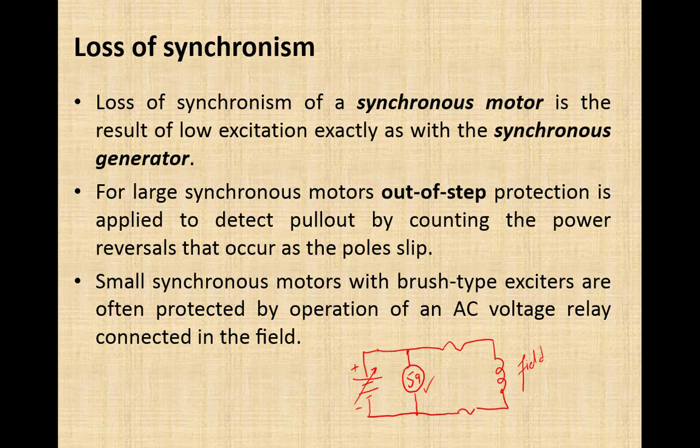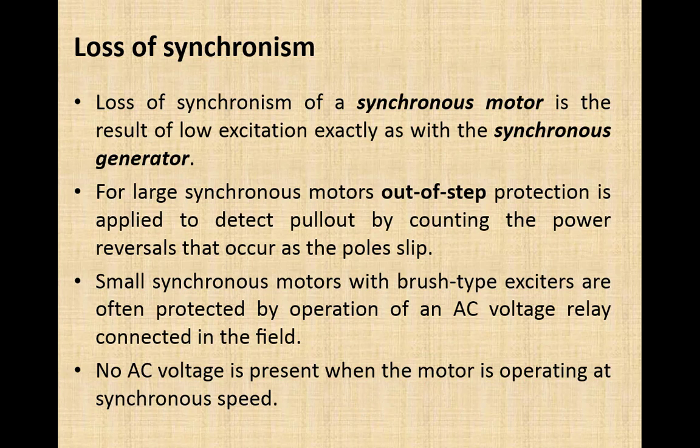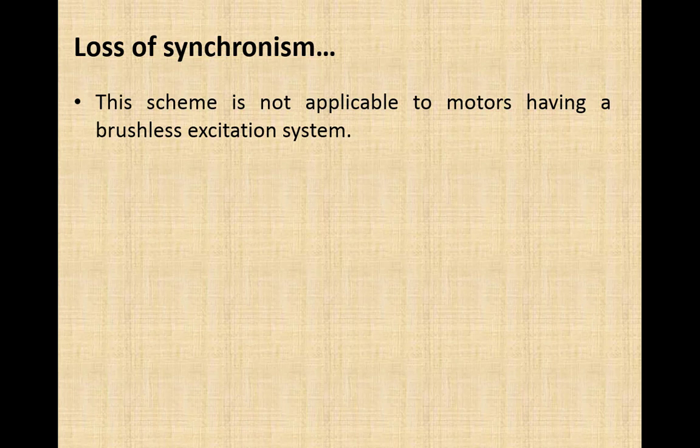So this type of application of our voltage relay to detect loss of synchronism is only possible if we have physical access, the electrical connection with the field winding, that is with the help of carbon brushes and slip rings. If we are using a brushless exciter, then this type of detection is not possible. The alternate is no AC voltage is present when the motor is operating at synchronous speed. This scheme is not applicable to a motor having a brushless excitation system.